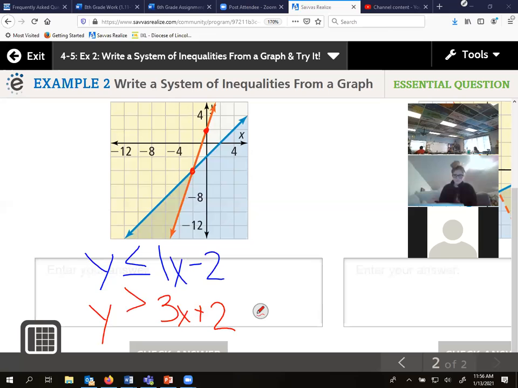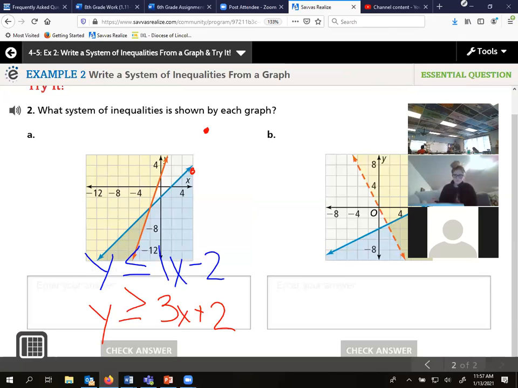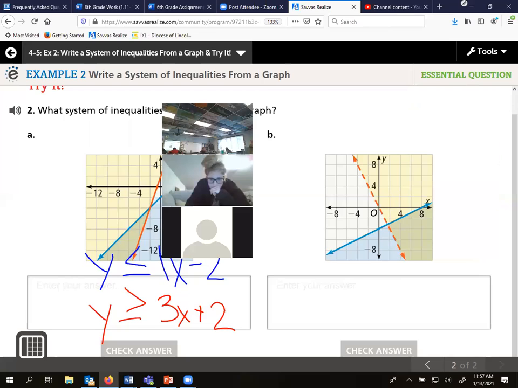But remember we move from left to right. How do we know? So this is up 2, 4, 6 over 2, 6 over 2 is 3. So that's what we're looking at. Above or below the line? Above, so greater than, and solid. So the inequalities are y is less than or equal to x minus 2, and y is greater than or equal to x plus 2.